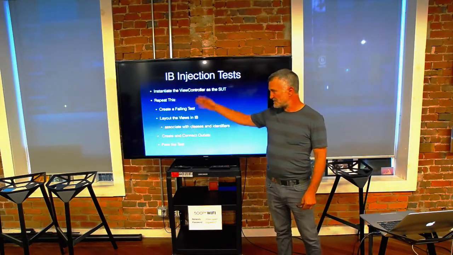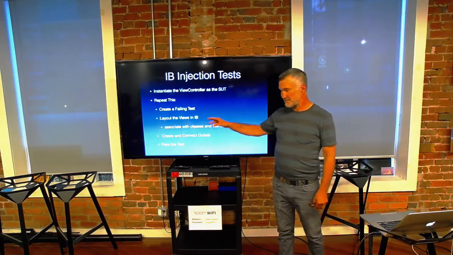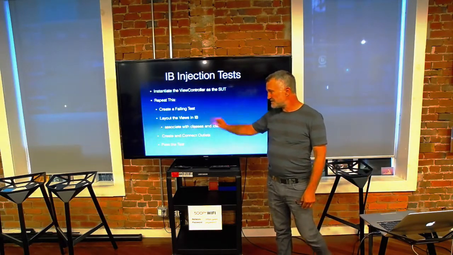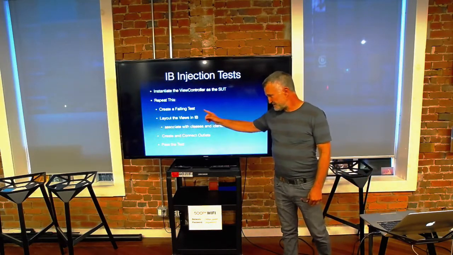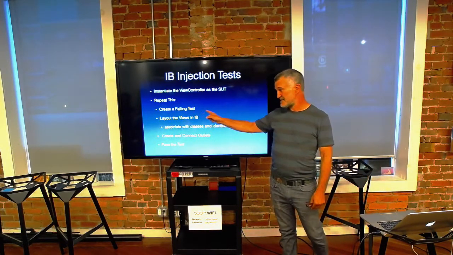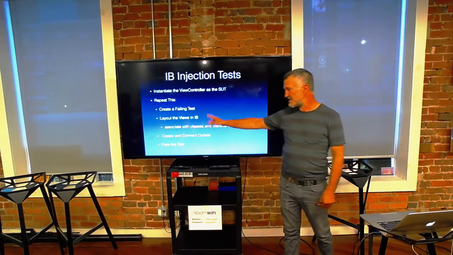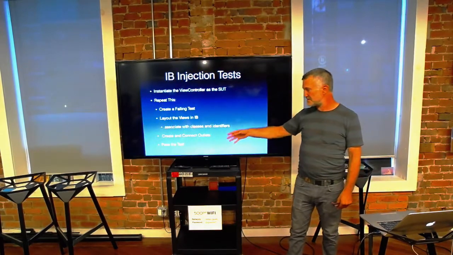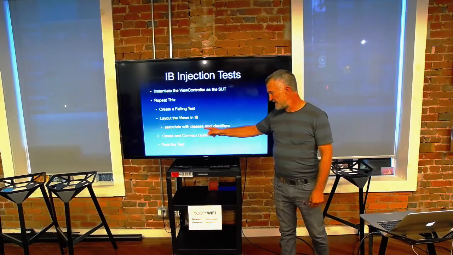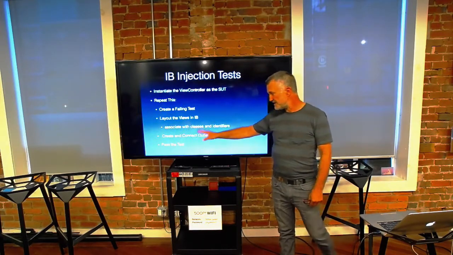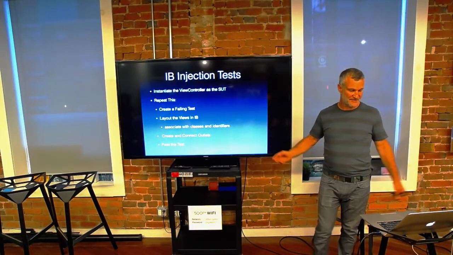So this is how it works. Just repeat. You create a failing test. You've heard this before. We're going to see that in a minute. You lay out your views in IB. We all know how to do that. Now, it's interesting what the failing test is here. We'll look at that in a minute. And associate your views with any classes they're going to use and any identifiers that you're going to use. And these are going to happen at different times. And then you create and connect the outlets, and then you run the test, and hopefully it passes.